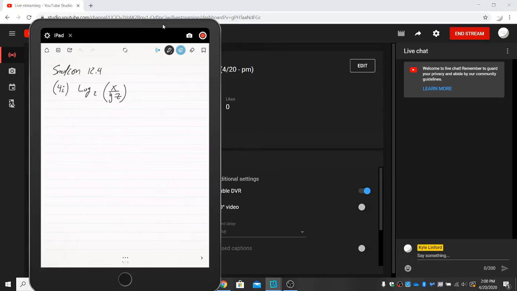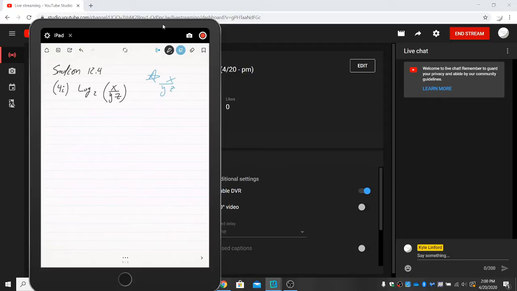In this problem, we are asked to expand a logarithmic expression. By expanding a logarithmic expression, we should first identify what the argument is. Here, the argument is x over y times z. Let me write that down here. X over y times z.